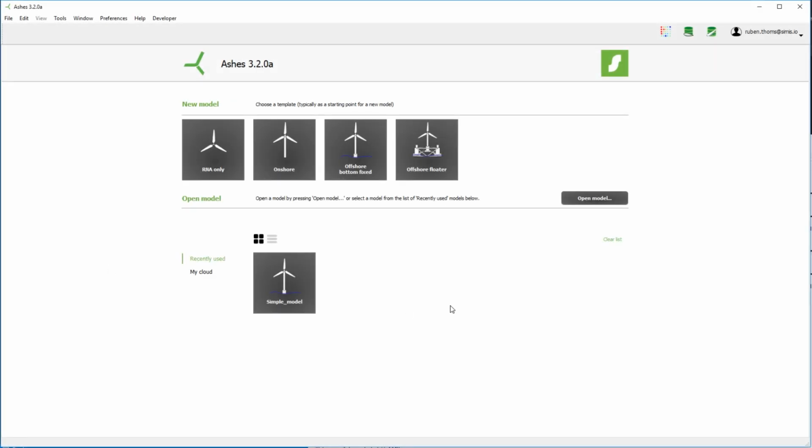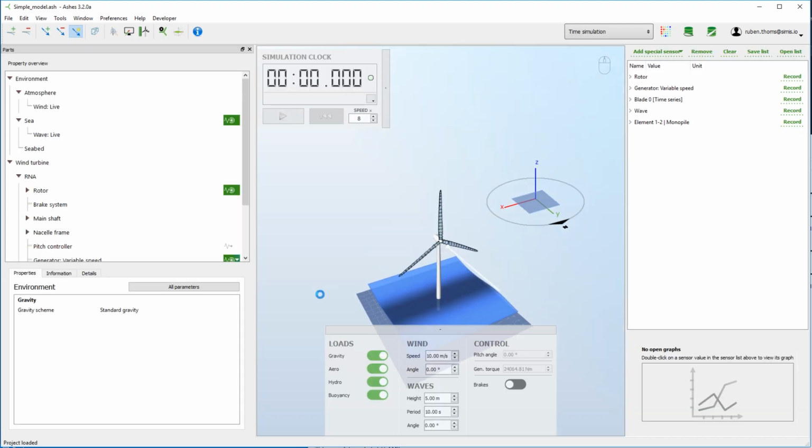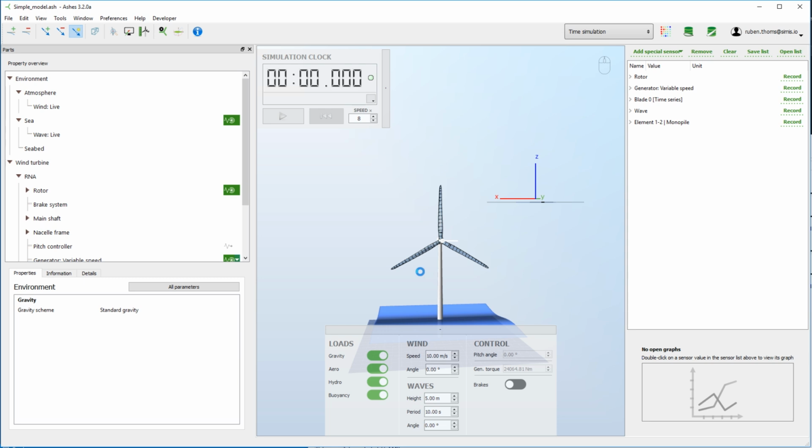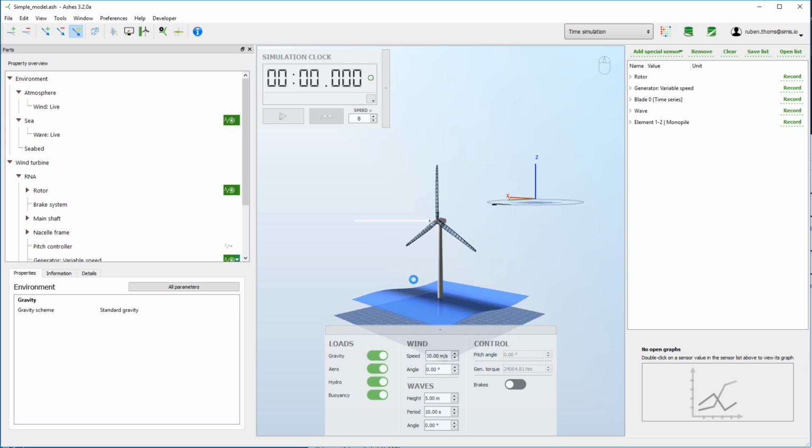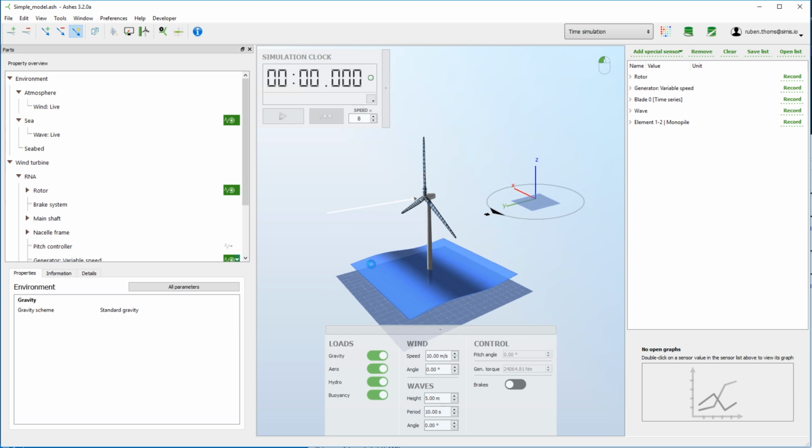So in today's video, we're going to have a look at the velocity triangle. And for that, I have a simple model here. The velocity triangle is one of the fundamentals of blade aerodynamics. It's a little bit complicated, but if you bear with me, we should get around this.